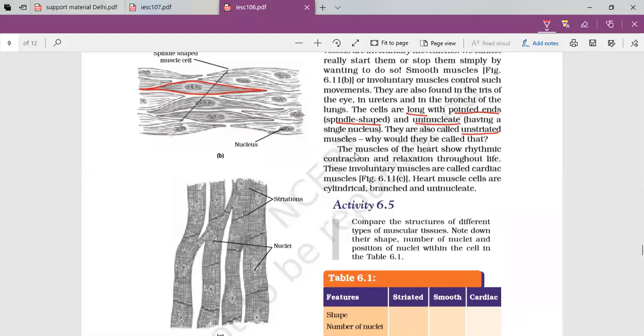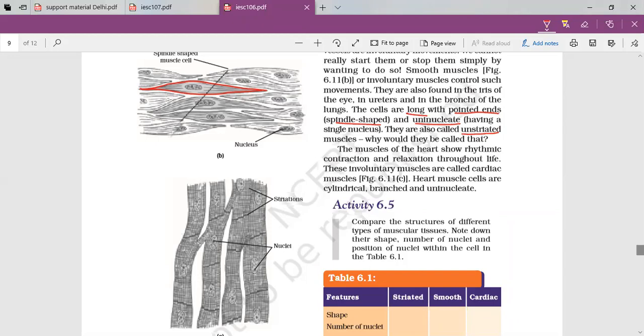These help in continuous relaxation and contraction of heart muscles. The muscles of the heart show rhythmic contraction and relaxation throughout life. These are also involuntary because the heart's function is also not in our will. So these are involuntary muscles called cardiac muscles. Heart muscle cells are cylindrical in shape. They are branching. You can see they are connected one after the other, and uninucleated, a single nucleus in each cell.